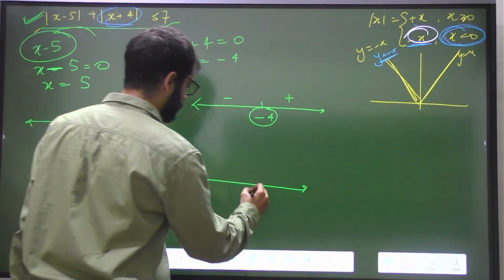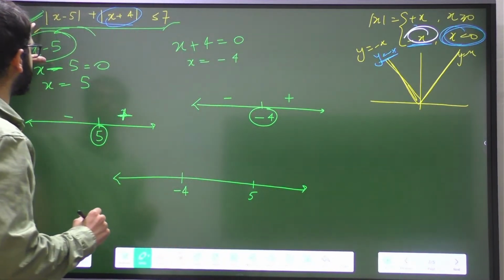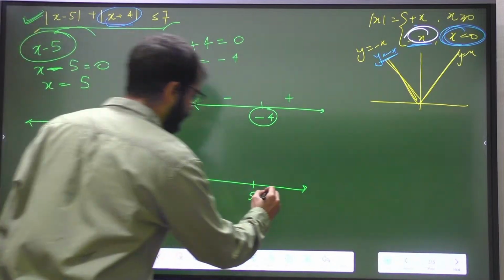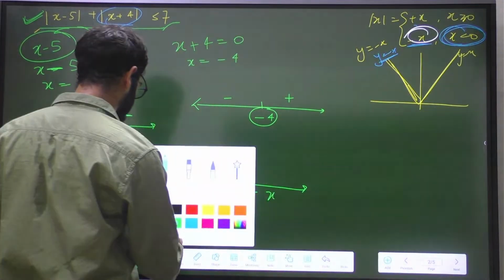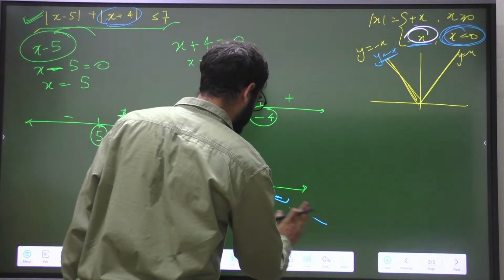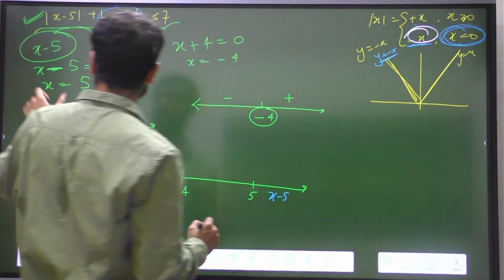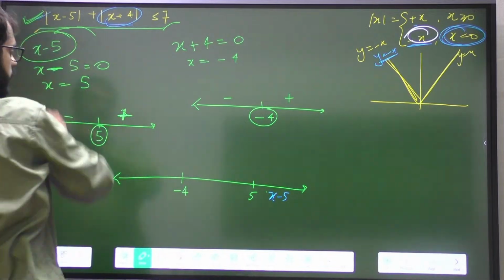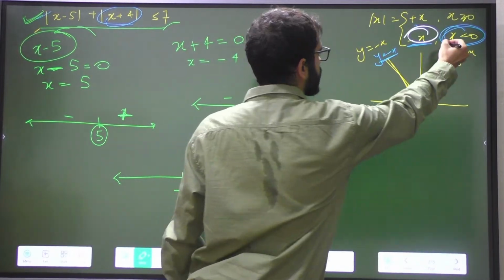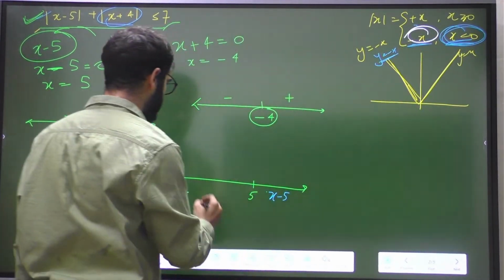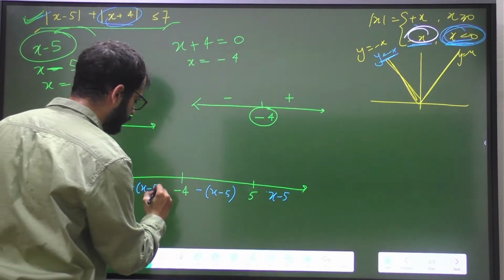If I bring them on the same number line, this is 5 and this is minus 4. If I input anything greater than 5, for the first expression, greater than 5 is positive. So I can simply write x minus 5 as it is. Now if I am taking a number which is less than 5, it becomes negative, and if it is negative, the term comes with a negative sign. So I am going to put minus in front of x minus 5. Again the same condition, so I will write minus of x minus 5.